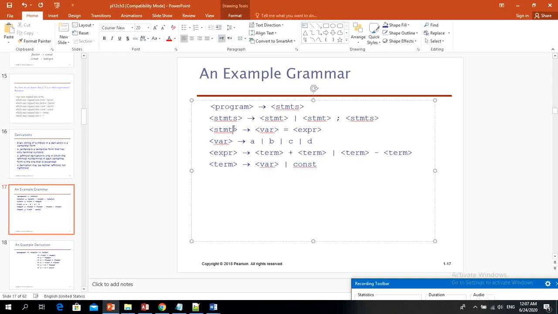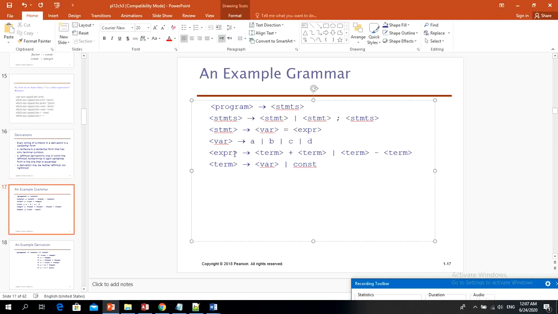And one statement could be expanded into variables which equal to expressions. Variables could be constants like A or B or C or D. This bar here means or. It could be any one of these.